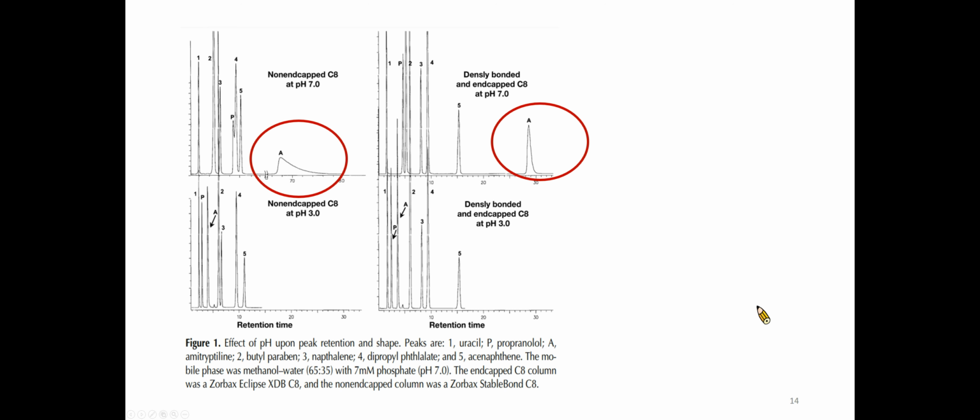The effect of the uncapping procedure is illustrated in this figure. You can notice that the analyte amitriptyline shows the peak tailing effect when using a non-uncapped C8 column, and this tailing effect was eliminated when using a densely bonded and uncapped column.